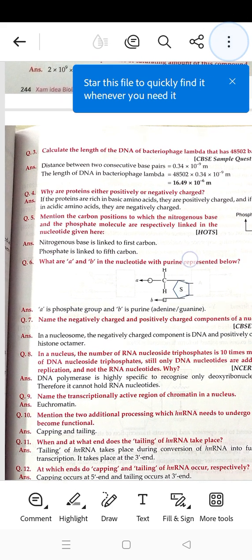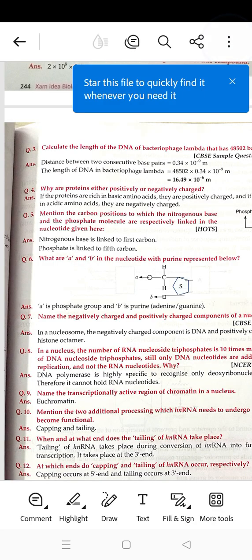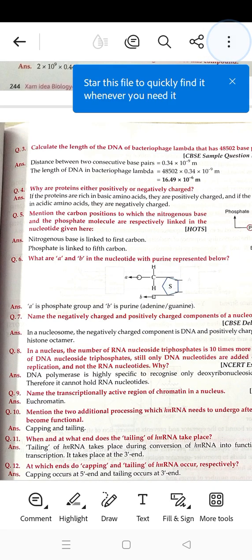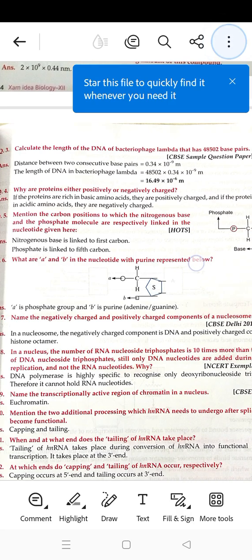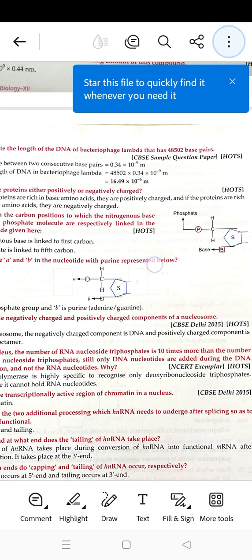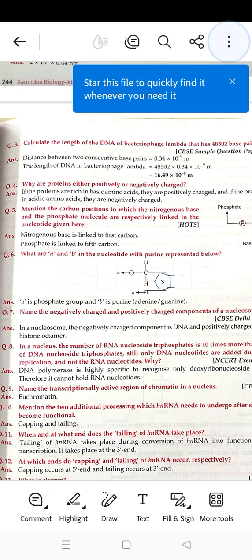Now next, question number 4. Why are proteins either positively or negatively charged? So the answer is: if the proteins are rich in basic amino acids, they are positively charged, and if the proteins are rich in acidic amino acids, they are negatively charged.